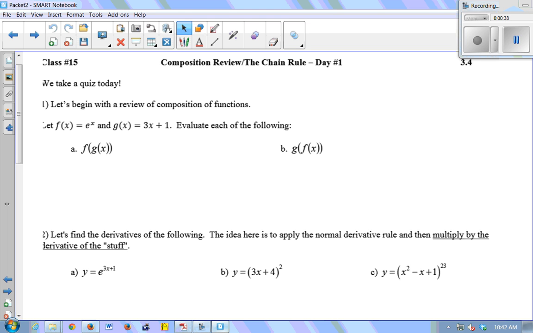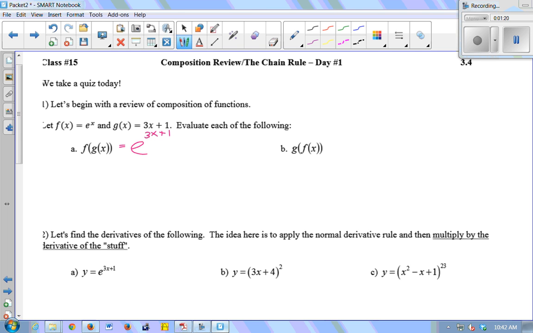Okay, so today we're going to start with a quick review of composition of functions. This is something you've seen in a couple of previous classes, pre-calc and college algebra. Composing two functions means plugging one function into another. So if f of x is e to the x and g of x is 3x plus 1, what is f of g of x? Good, e to the 3x plus 1. So you take the g function and you plug it into the f function for all the x's.